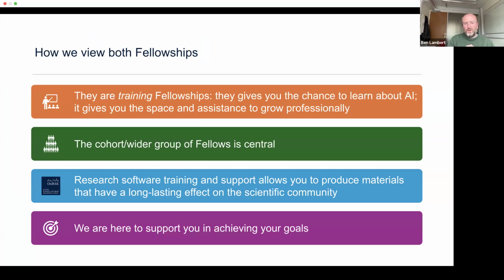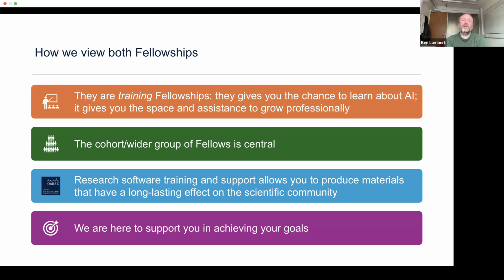Although these two fellowship schemes are different, there are similarities. In both cases, our fellowships are training fellowships. They give you the chance and the space and the time to learn about AI and other areas of technical competence. It also gives you the space and the dedicated support to allow you to grow professionally, for example, through leadership training. We believe that you learn as much, if not more, from your cohort than you do from formal training. And so the whole cohort side of the fellowships is absolutely central.